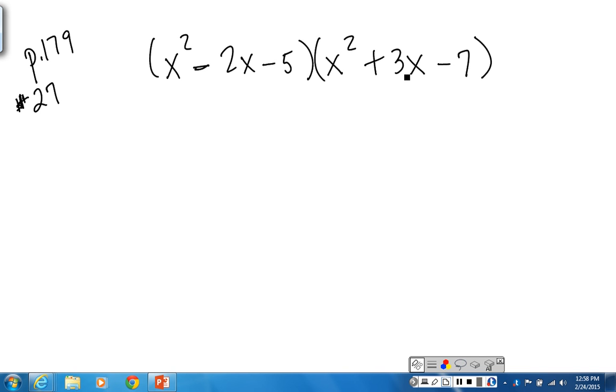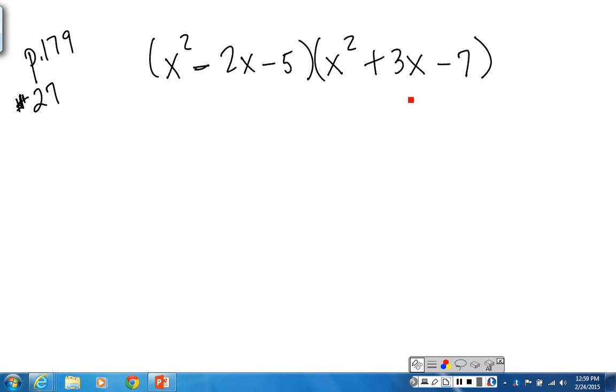So our goal is to multiply everything over here times everything over here. For example, x squared times everything over here. Then we'll turn around and multiply negative 2x times everything over here. And then we'll turn around and multiply negative 5 times everything over here. So let's get started. First, let's multiply x squared times everything in this parenthesis.